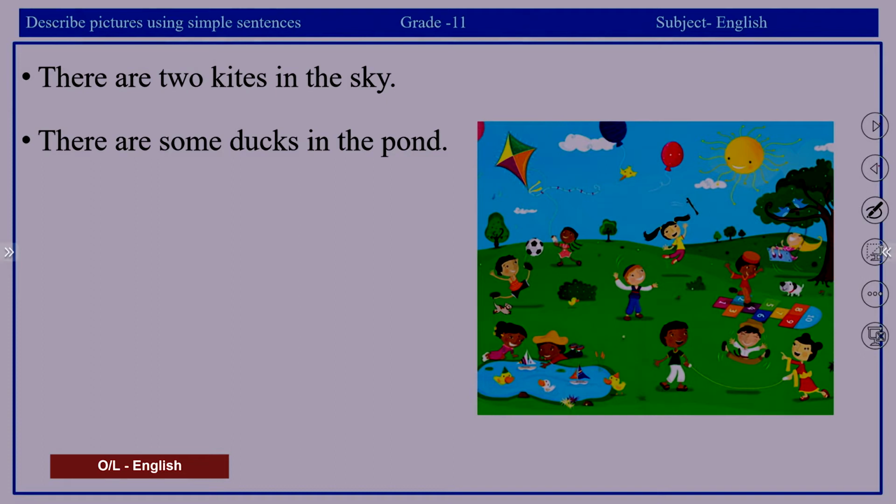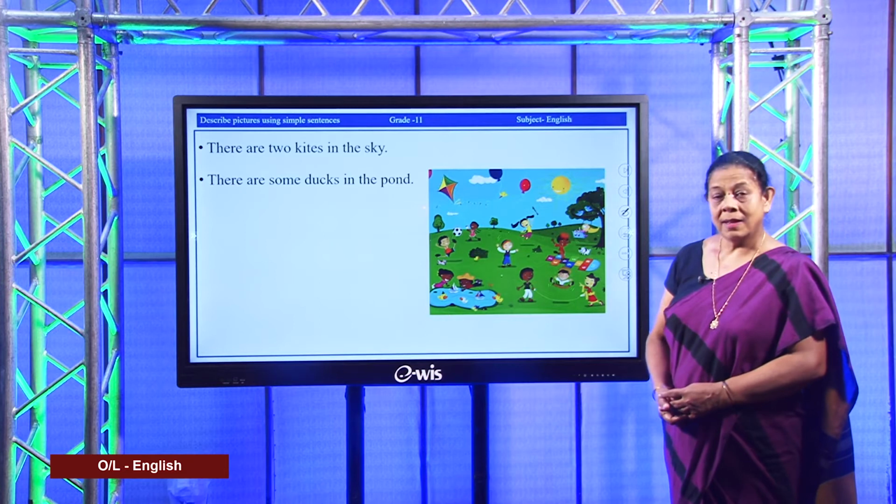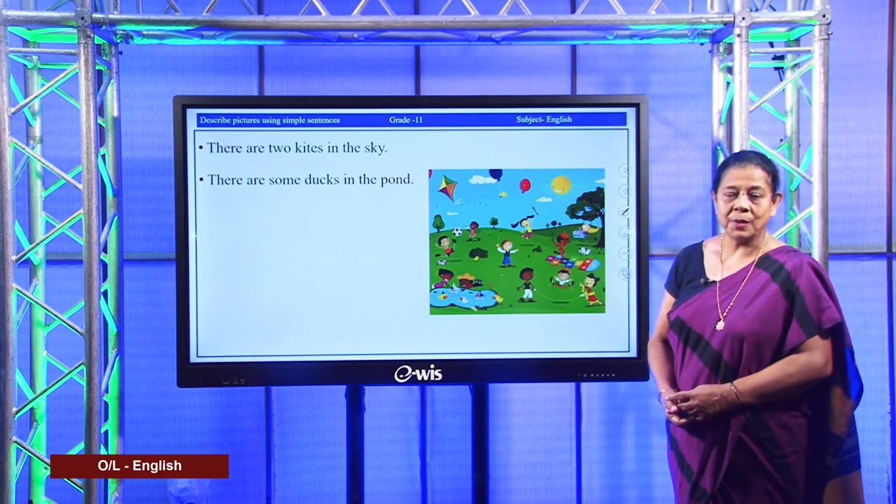Next one. Can you see a pond in the picture? Yes, in the pond. What can you see? Can you see some ducks? So how do you describe that? Using there are. There are some ducks in the pond.